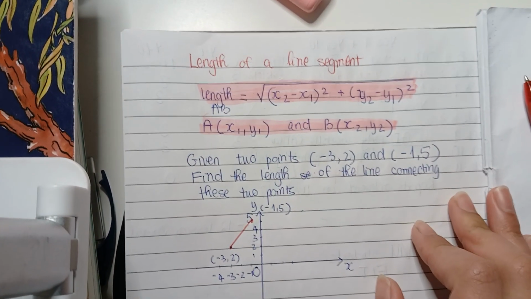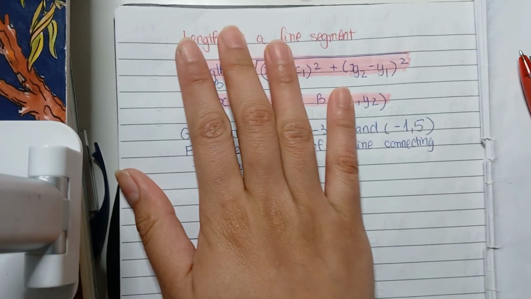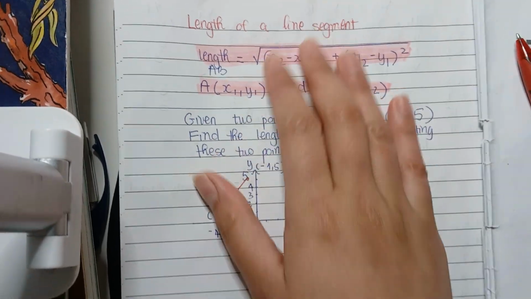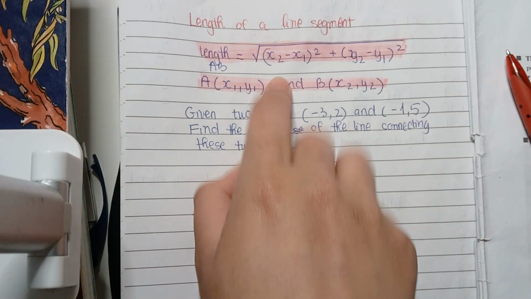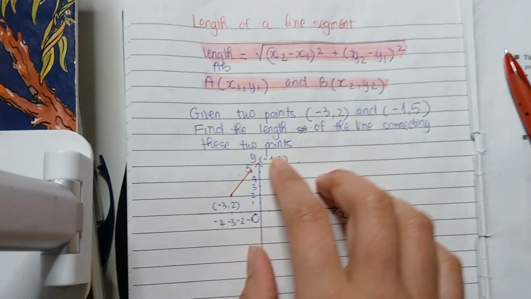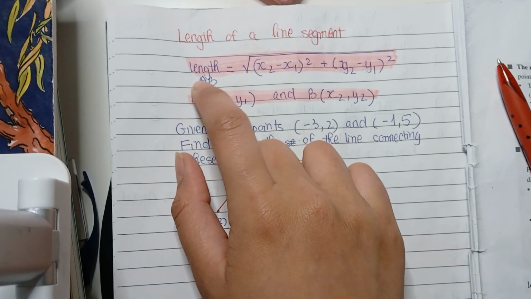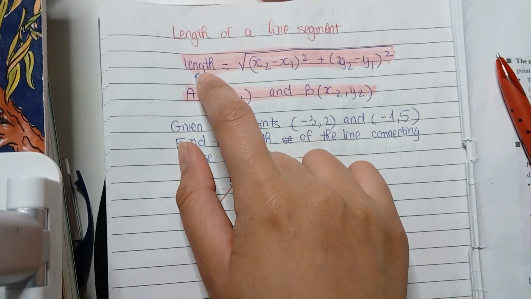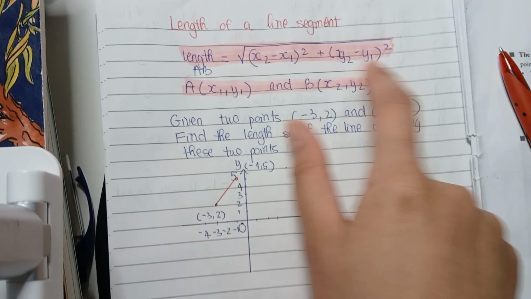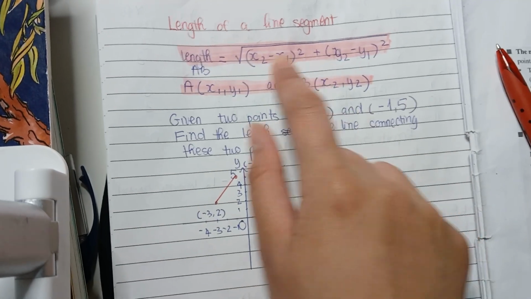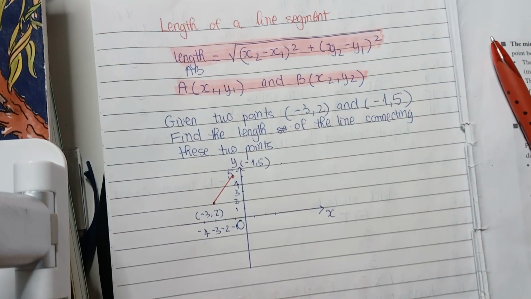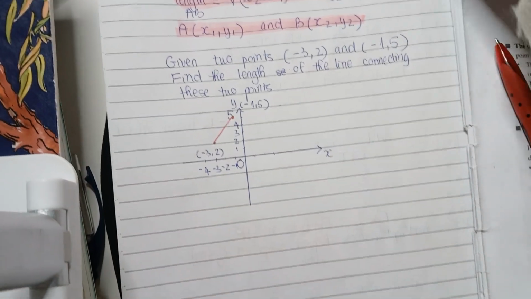So before we do the cap, there's one topic that I need to go through with you before the cap. That is the length of a line segment. So what I suggest you do now is write the formula of the length of a line segment. Write it down in your notebook or cheat sheet. Okay, now I'll explain what it is.